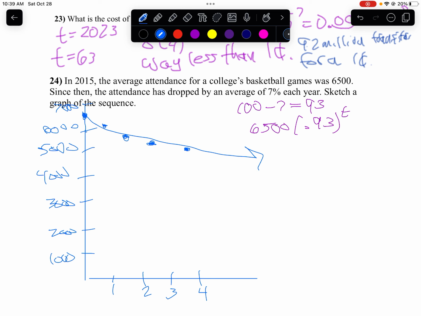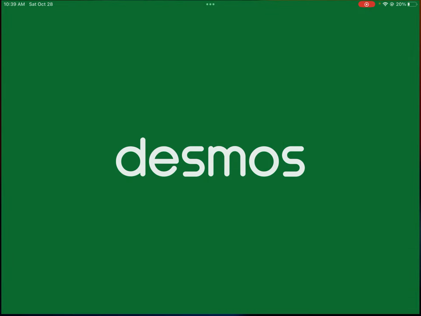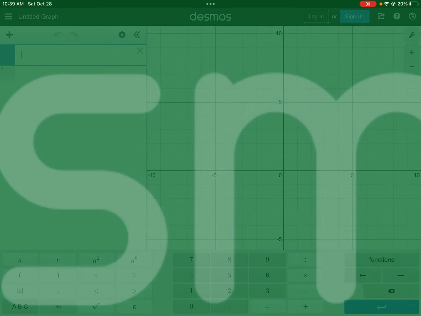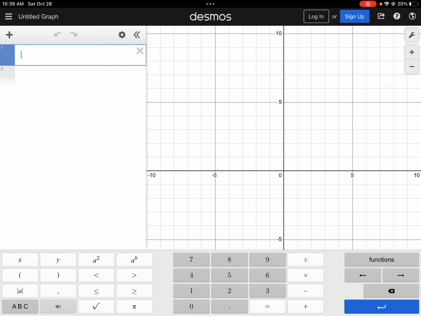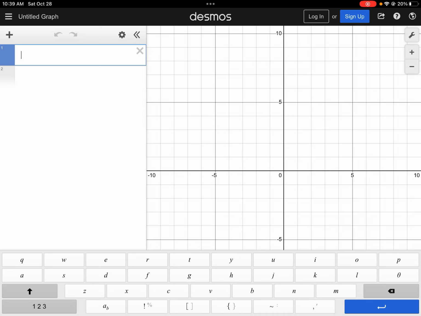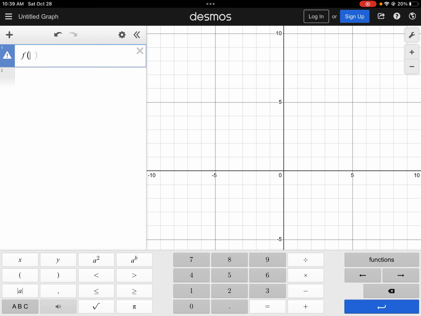Now, could I have done that in decimals? Sure, I could have. Let's take a look at decimals. So what I'll do is I'm going to do f of x. You could do y, but I'm going to do f of x. And that's going to be equal to 6,500 times 0.93 raised to the x power.